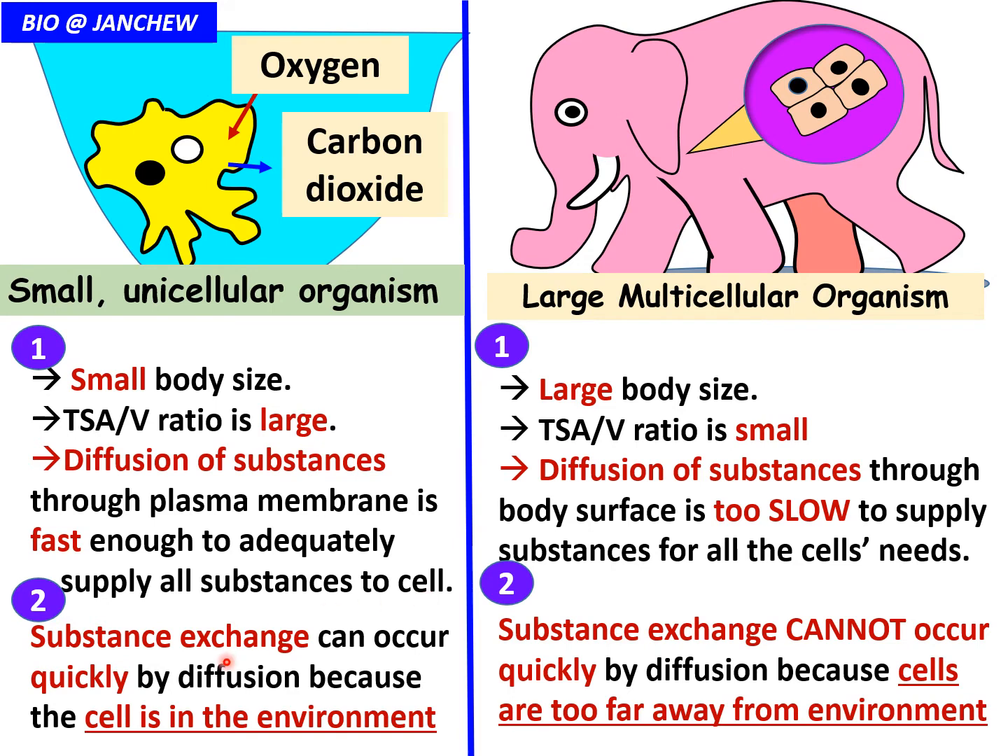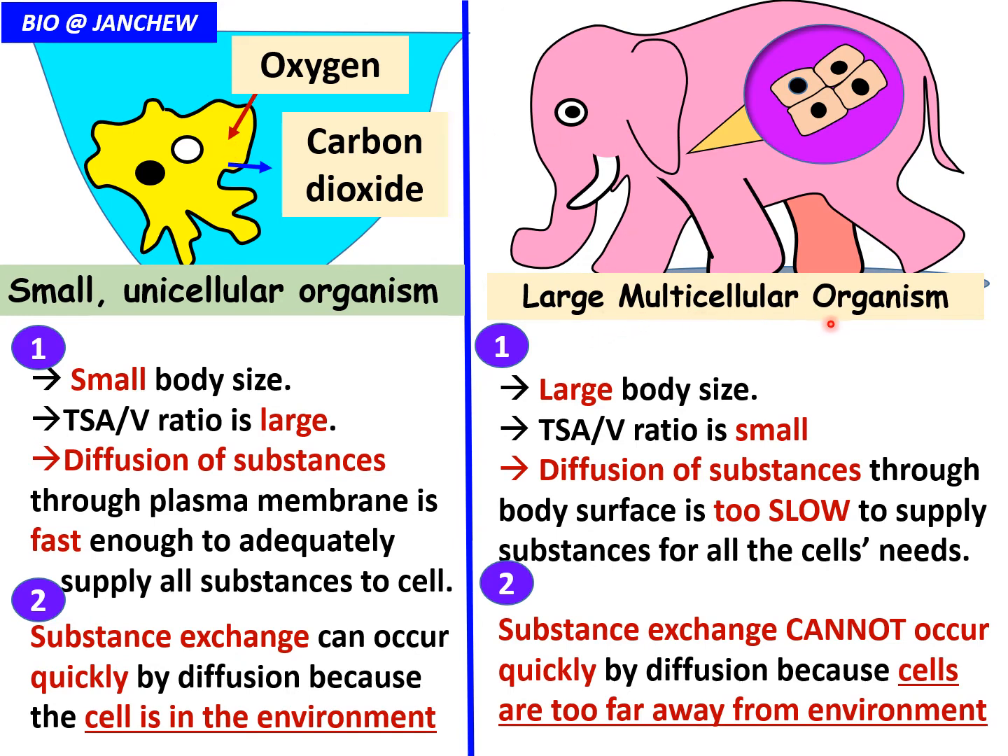And secondly, exchange of substances can occur quickly by diffusion because the cell is in the environment. For example, an amoeba in the freshwater environment. When it's in the freshwater environment, the environment is in contact with the whole cell. The plasma membrane is in contact with the environment, and the oxygen can diffuse very quickly from the environment into the cell.